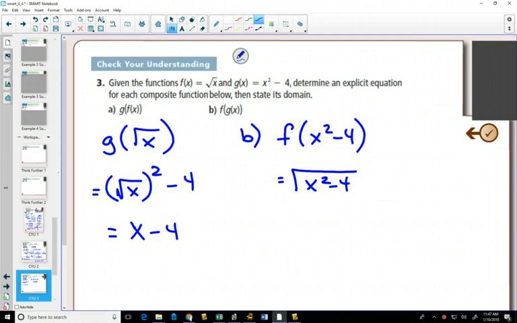Domain. We're going to state the domain. What is the domain of our final explicit equation here? It's everything. But we still need to check back all the way through, since is the domain everything all the way through? What about here? What about here? Okay? And so the domain is just bigger than or equal to 0.